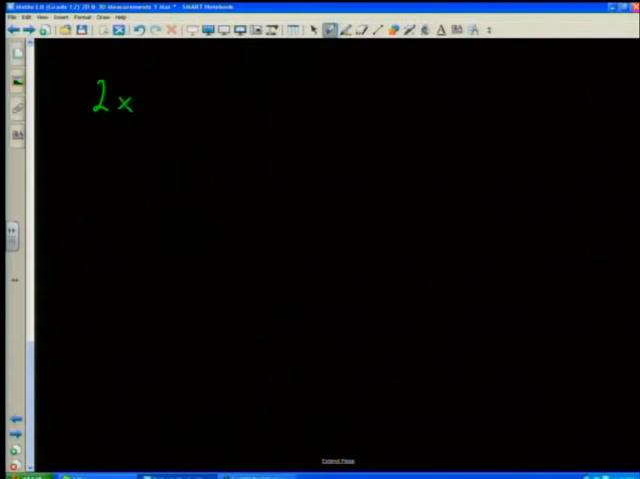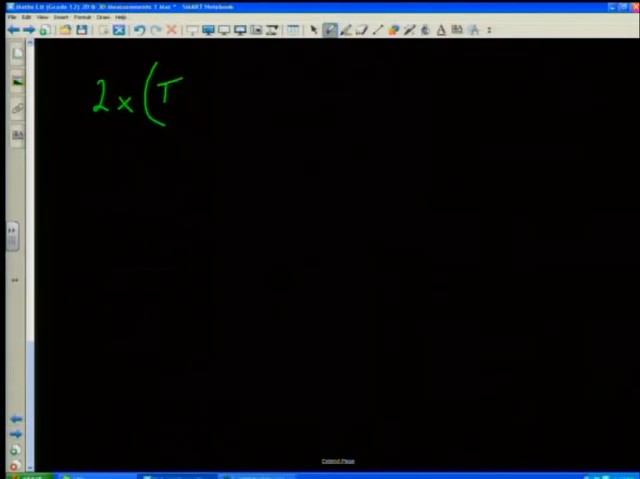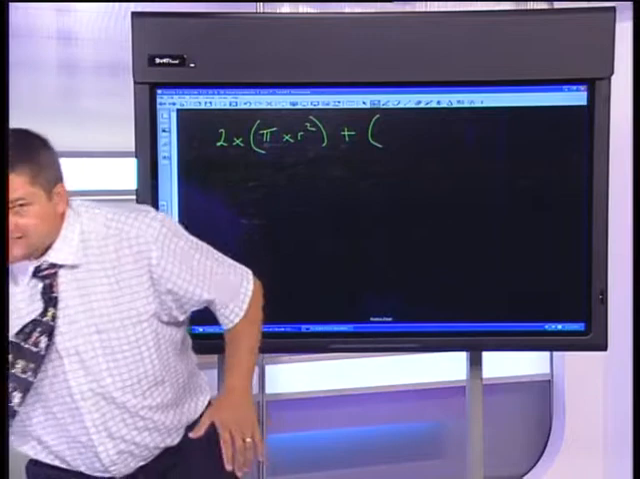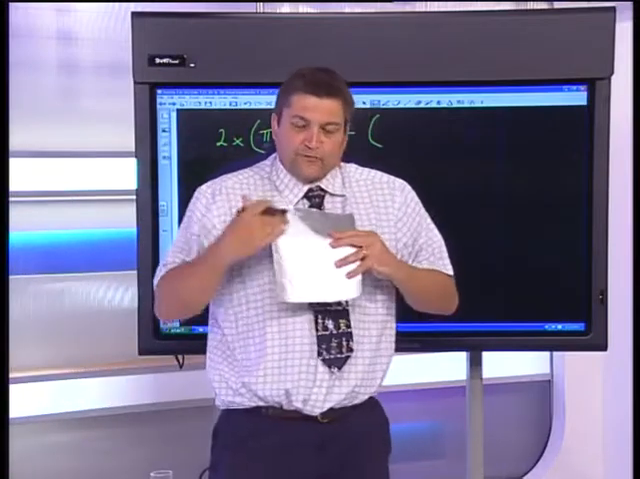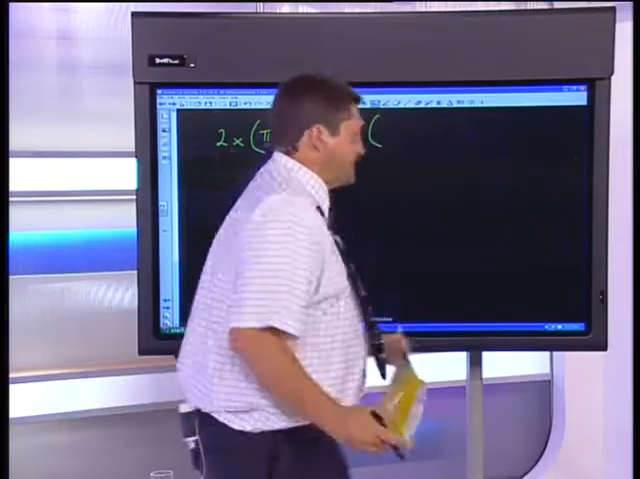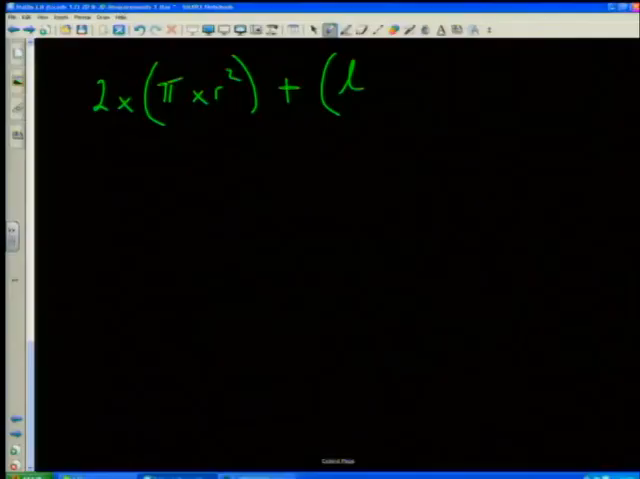So I've got 2 times, what's the area of a circle? The area of a circle is pi times r squared, okay? Plus, I'm going to work out the body part, this rectangular part, okay? And we said that was a rectangle, so to calculate the area of that, it's length times breadth. So let's do it. Plus length times breadth.